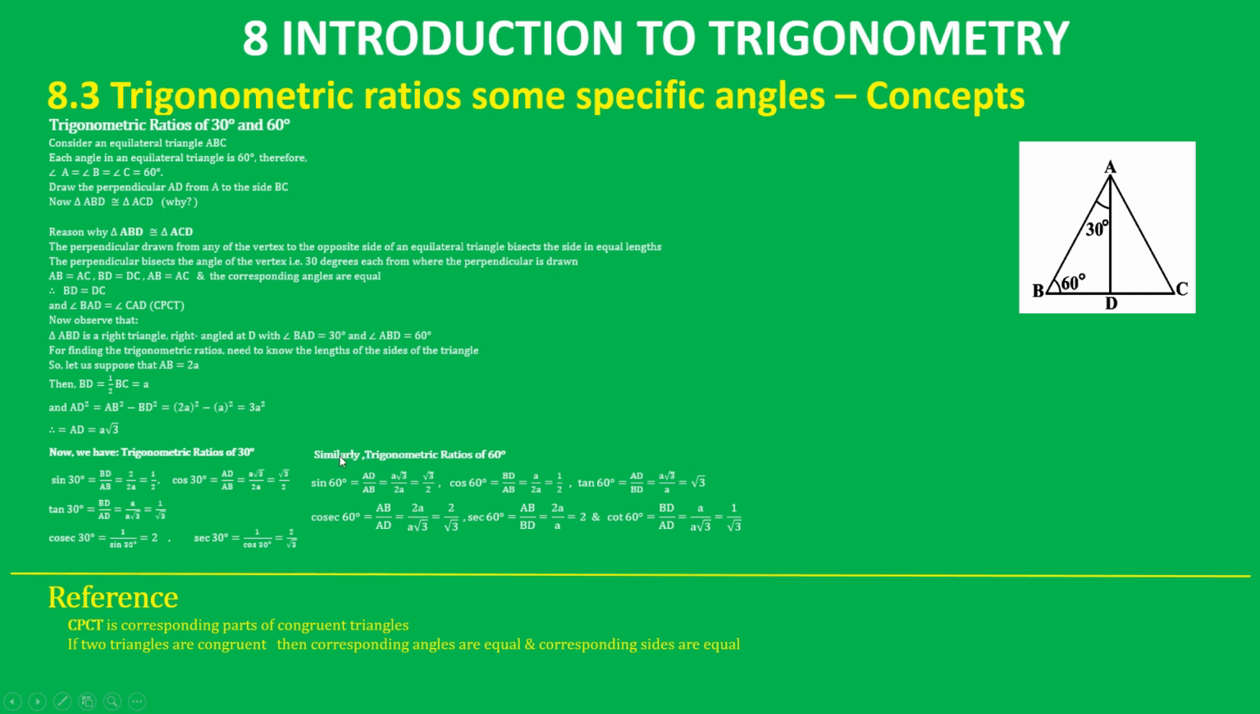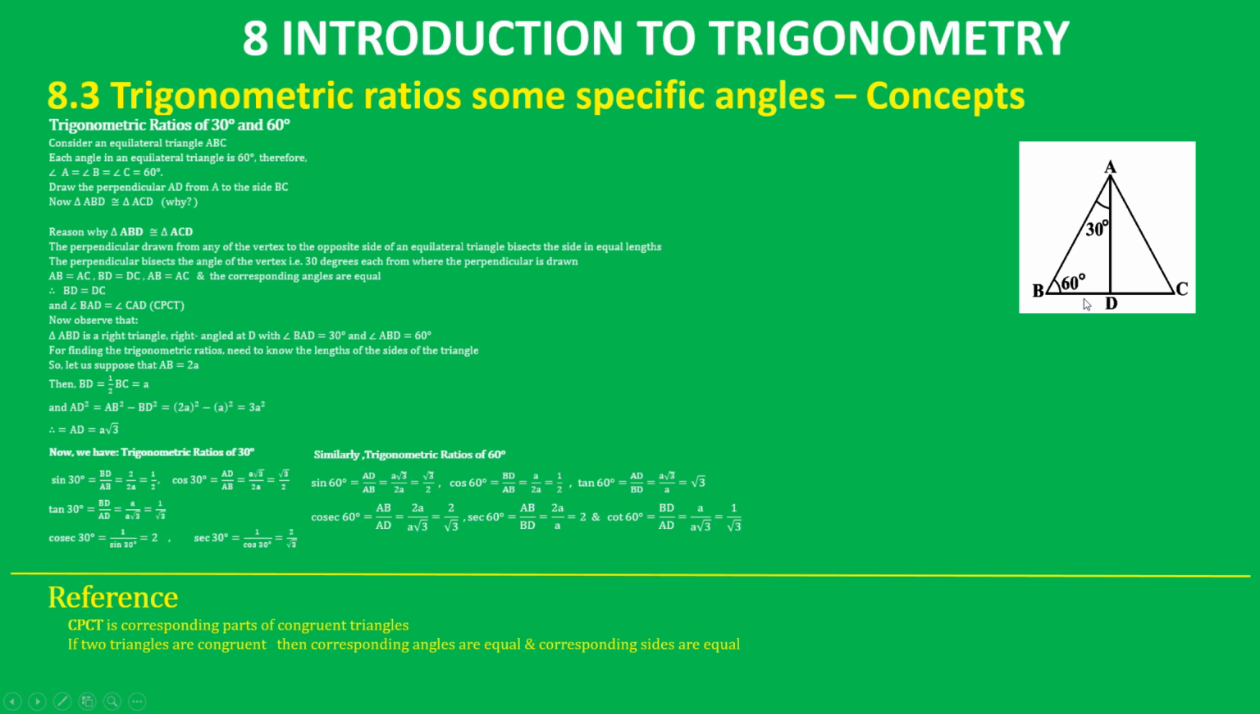Now, similarly, for trigonometric ratio of 60. Consider this angle. Then if you consider this angle, what is opposite side? AD will become opposite side, BD is adjacent side, AB is hypotenuse. Then sin 60 is equal to AD by AB, opposite side by hypotenuse. That is A root 3 by 2A is equal to root 3 by 2. Okay, cos 60 is equal to BD by AB, that is adjacent side by hypotenuse. A by 2A is equal to 1 by 2.